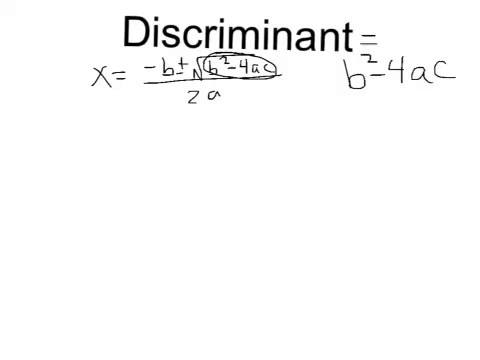What that discriminant tells us is the number and the type of solutions we have in our quadratic formula. So depending on whether underneath your square root is positive, negative, or 0, that's going to tell us about our solutions.